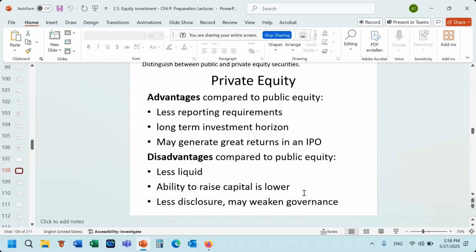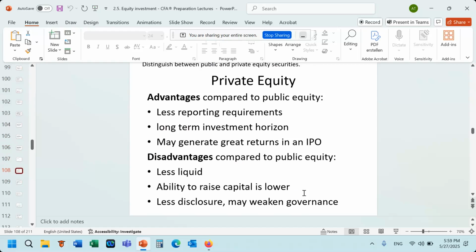Public equity usually has a long-term investment horizon, meaning these people stick their money in the firm and keep it for several years and don't harvest. And this long-term horizon allows the management to also have a long-term horizon and not be focused on short-term efficiency and short-term profit.